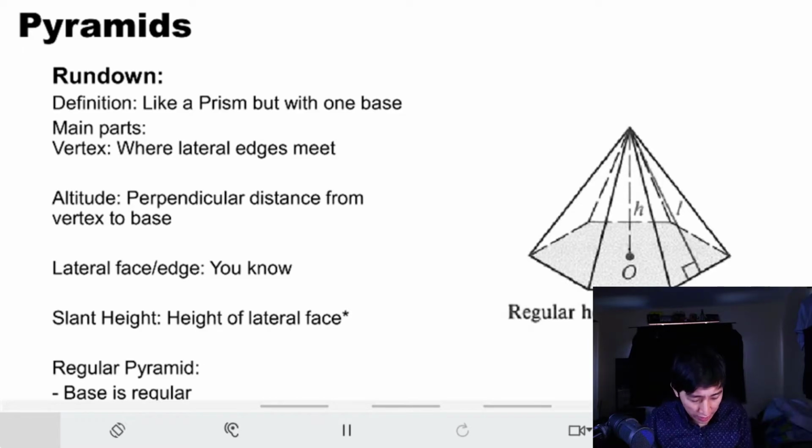Lateral faces, lateral edges, you should already know what both of these are, but just in case you forgot, if you look at all of the sections created by each of the different parts of your base, each of these is a lateral face. Your lateral edge is this little dividing line between two of them over here. Now, slant height is the height of your lateral face. I'll talk about this a little bit later when I cover the lateral face and how you break that down, but for now, your slant height is just the height of your lateral face.